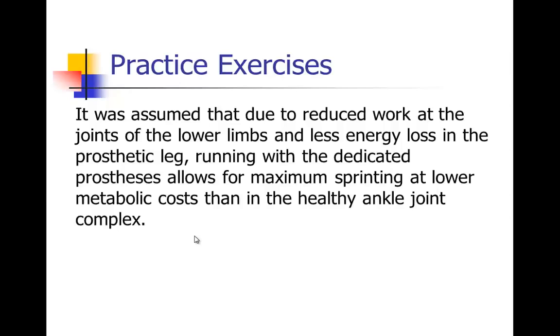All right, so one more practice example here. So again, this one I'm going to rearrange the order of this a little bit even. So not just quite editing word by word, but also kind of thinking about the order and rearranging the order a little bit to make it even better. So this one says, it was assumed that due to reduced work at the joints of the lower limbs and less energy loss in the prosthetic leg, running with the dedicated prostheses allows for maximum sprinting at lower metabolic costs than in the healthy ankle joint complex.